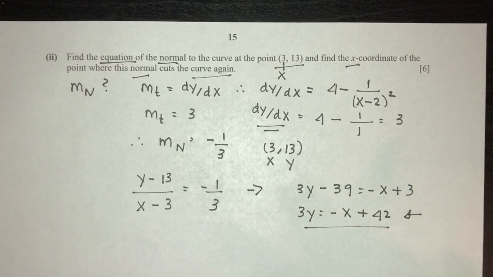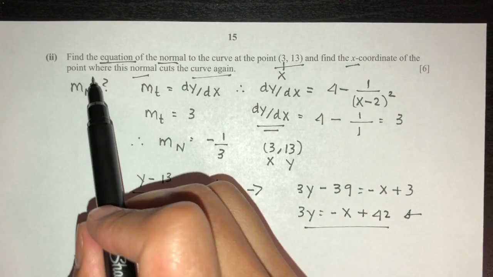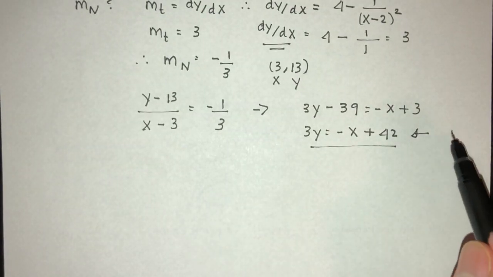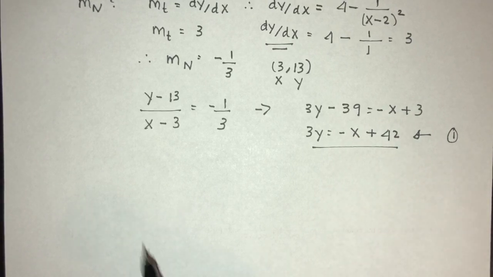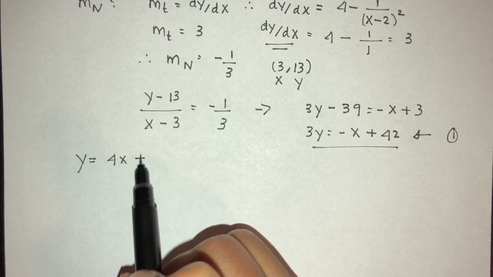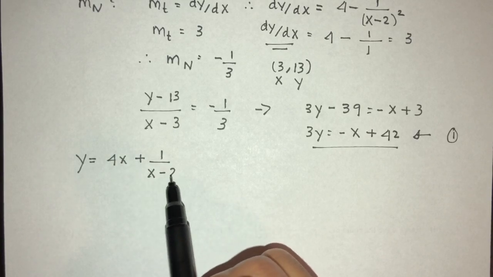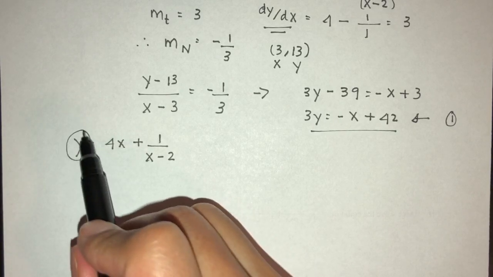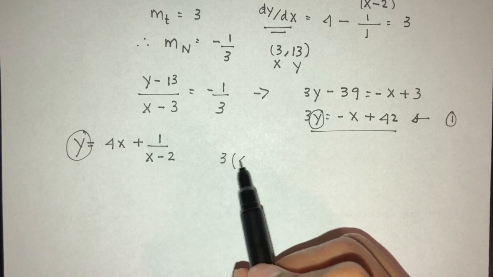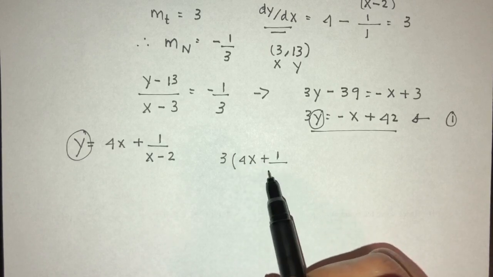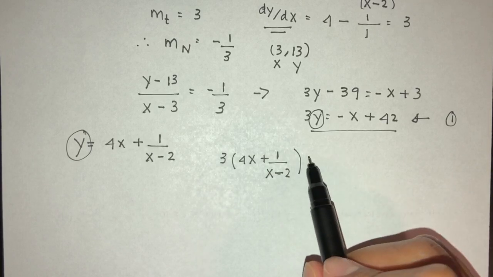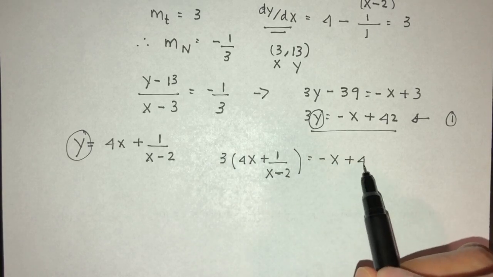Now it says find the x coordinates of the point where this normal cuts the curve again. So we have this first equation. Now what is the equation of the normal? It is y equal to 4x plus 1 over x minus 2. So here we have y and here we have y. Replace and solve simultaneously. So 3 times y, 4x plus 1 over x minus 2, equal to minus x plus 42.